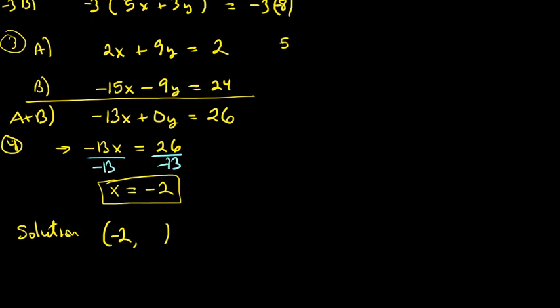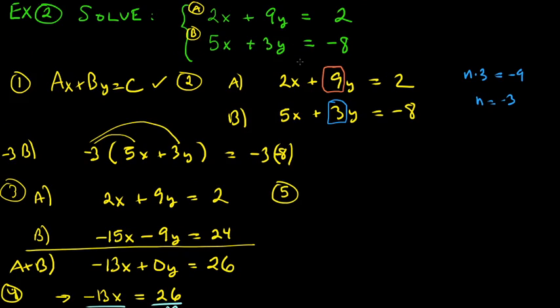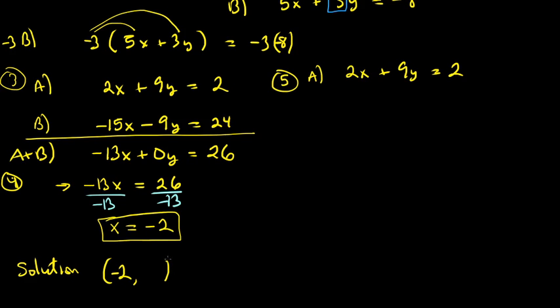So step 5 is to go back to any version of the equation now. We can use equation A or equation B, so I'll pick equation A. We have 2x plus 9y is equal to 2. But look, now we know that x is negative 2. So all I have to do is replace x with the number negative 2, and by doing that, I can solve for y. Makes sense? Negative 2 times 2 is negative 4. So negative 4 plus 9y is equal to 2.